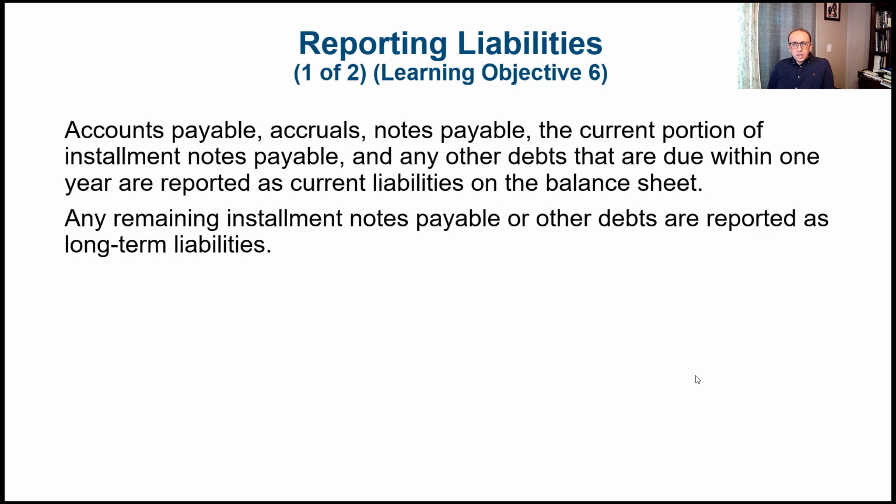Now, let's talk about how we present or report the liabilities on the balance sheet. So accounts payable, accruals, notes payable, the current portion of installment notes payable, and any other debt that are due within 1 year are reported as current liabilities on the balance sheet. So please remember that. These are balance sheet items and they will only appear under the current liabilities. Any remaining installment notes payable or other debts are reported as long-term liabilities, under the condition there are obligations to be fulfilled in a period longer than a year. And this is how it should look.